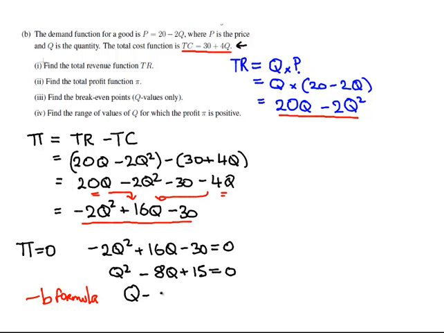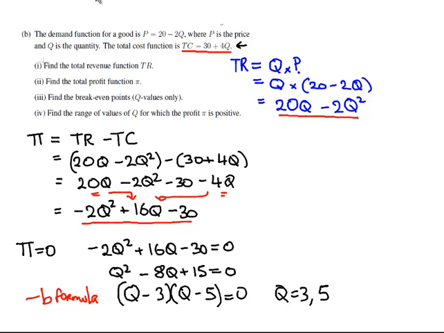Q minus 3 times Q minus 5 equal to 0. So necessarily Q is equal to 3 or 5. Okay, so those are the break-even points. Q is 3 or it's equal to 5. Now, find the range of values of Q for which the profit function is positive.